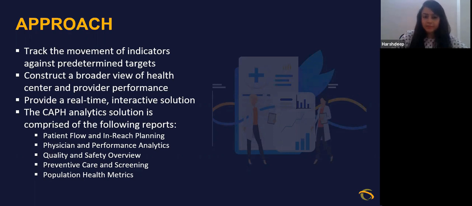codes. Next one was preventive care and screening. This supported our customers in providing personalized care to patients and identifying patient population based on screening and unhealthy alcohol use, tobacco use, and cervical cancer. Population health metrics highlighted patients with ADHD, dental decay or cavities, and low birth weight babies.